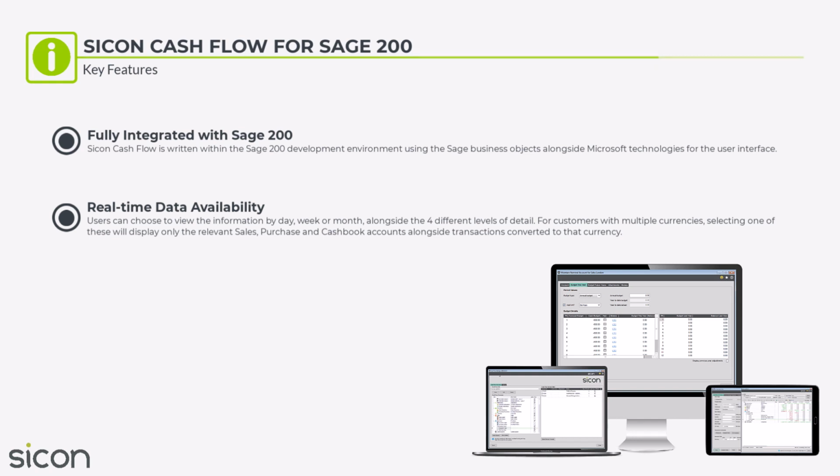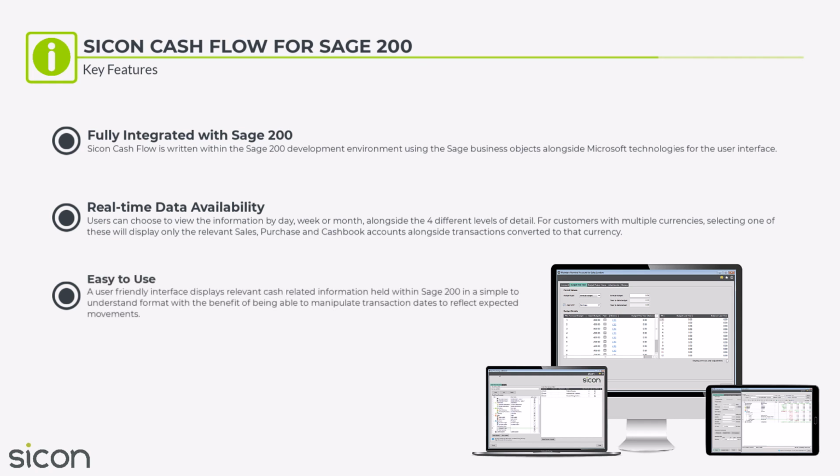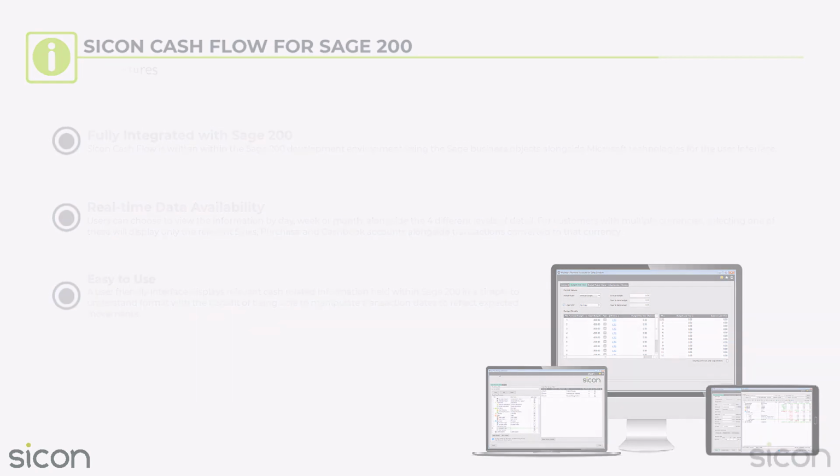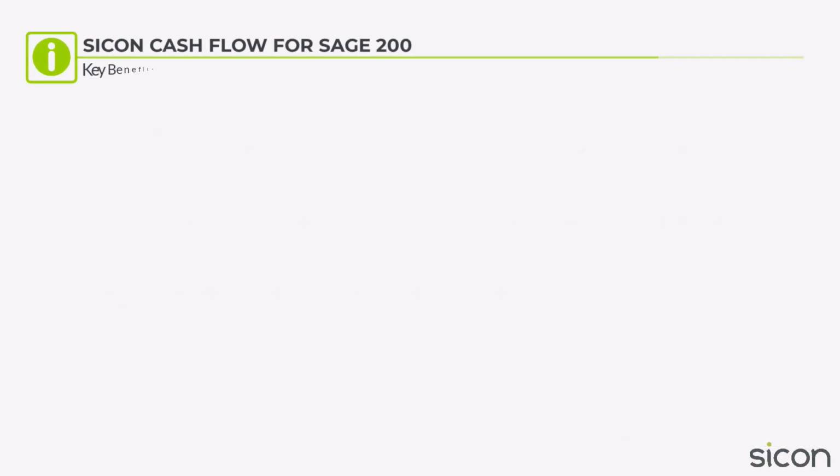currency. Easy to use. A user-friendly interface displays relevant cash-related information held within Sage 200 in a simple-to-understand format, with the benefit of being able to manipulate transaction dates to reflect expected movements. Key benefits. User-friendly interface that displays relevant cash-related information held within Sage 200 in a simple-to-understand format.